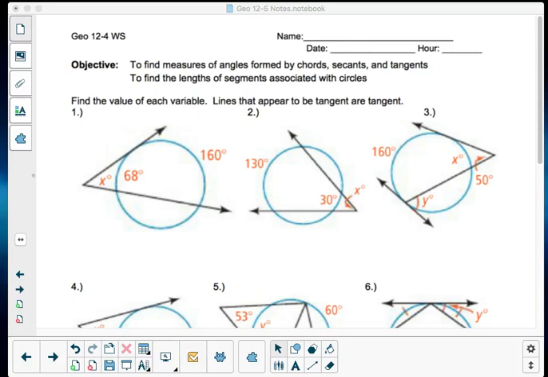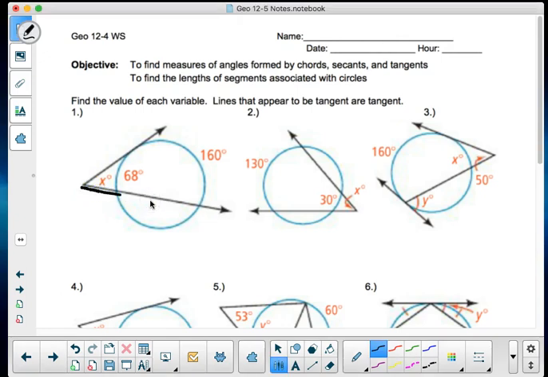Okay, this is 12.4 solutions. When we're looking at number one, we're looking at a situation where you have a secant and a tangent. And this is my secant line coming across here, and this is my tangent line coming across here. And in order for me to find that angle, x is equal to 1/2 my big minus my little. And this is my big, this is my little.